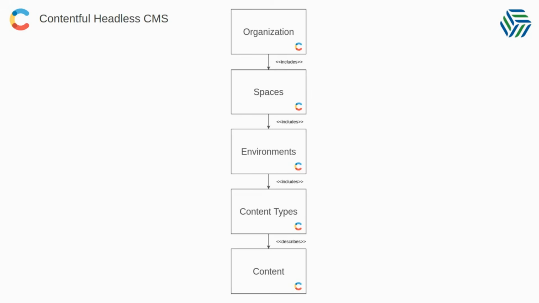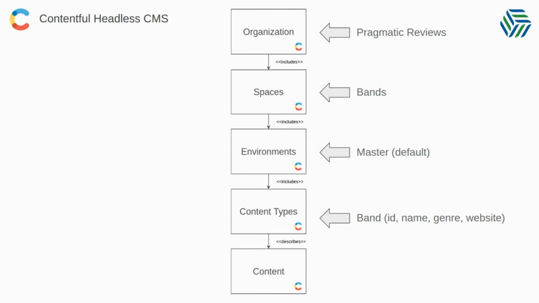Okay, now let's see an example that is based on what we're going to do in this video. We're going to create an organization that we're going to call Pragmatic Reviews. Then we're going to create a space that we're going to name Bands. And we're going to create an environment. Actually, we're going to use the default environment that comes with Contentful, that is master. And then we are going to add a new content type that will be band, with an identifier, the name of the band, the genre, and the website. And finally, we're going to create the actual content, for example, Metallica, with the identifier, the name, etc.